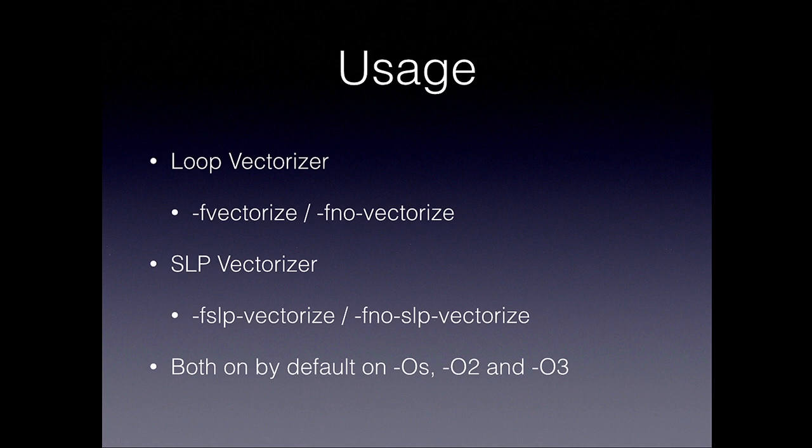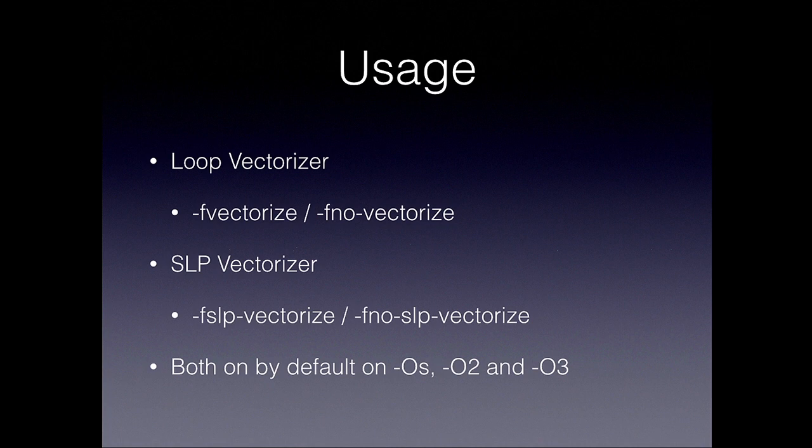Now, you're probably saying to yourself, this is great. I'm hooked. I want to use this vectorizer. Well, the two vectorizers are already enabled by default on OS, O2, and O3, with a slightly different set of features for each one of these levels. For example, on OS, we don't want to increase the code size too much.